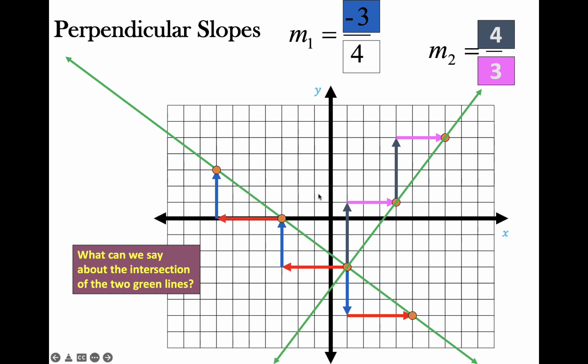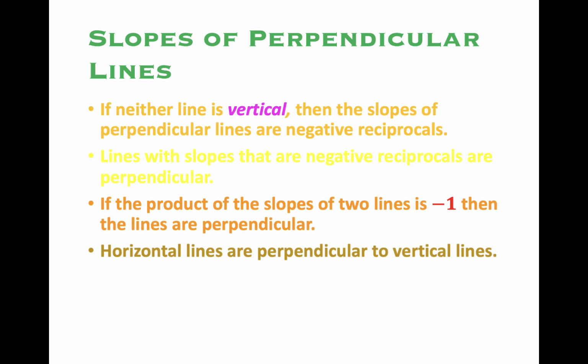Perpendicular. Okay. Check natin. So, the slope of perpendicular lines: if neither line is vertical, then the slopes of perpendicular lines are negative reciprocals. Or, lines with slopes that are negative reciprocals are perpendicular. Or, if the product of the slopes of two lines is negative 1, then the lines are perpendicular. Or horizontal lines are perpendicular to vertical lines.